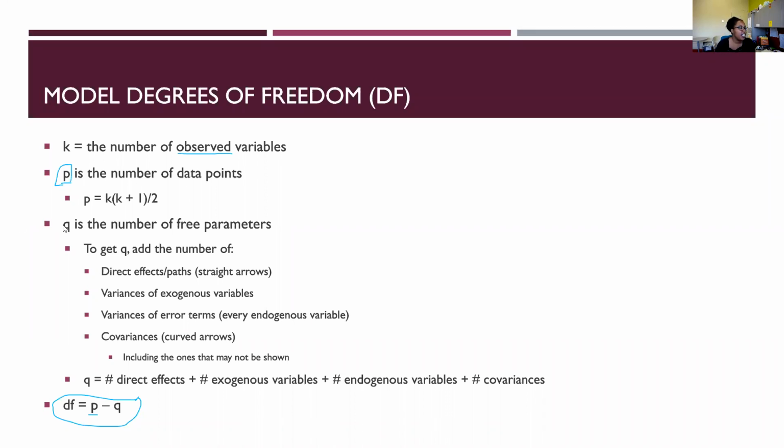So Q is the number of free parameters. And this word free here is really important. So in order to get Q, what you're going to do is add the number of direct effects, your variances, and your covariances. So we have this nice equation down here. And I'm going to give you an example. So we'll get into that.